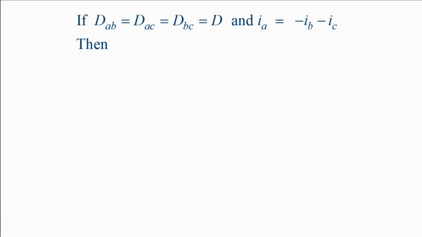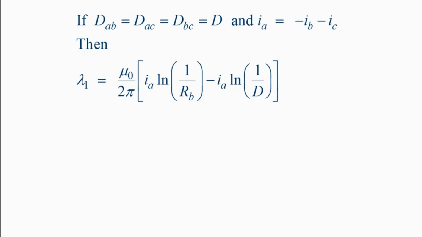Again, this is a three-phase balanced system. Also, I can replace IB plus IC with minus IA. If I do this, I will have this: mu naught over 2 pi multiplied by IA, the first part, which I am studying because I am getting the inductance here. It will be the radius, the geometric mean radius inside the bundle, minus, and I summed IB plus IC because the D is equal, minus IA ln 1 over D.